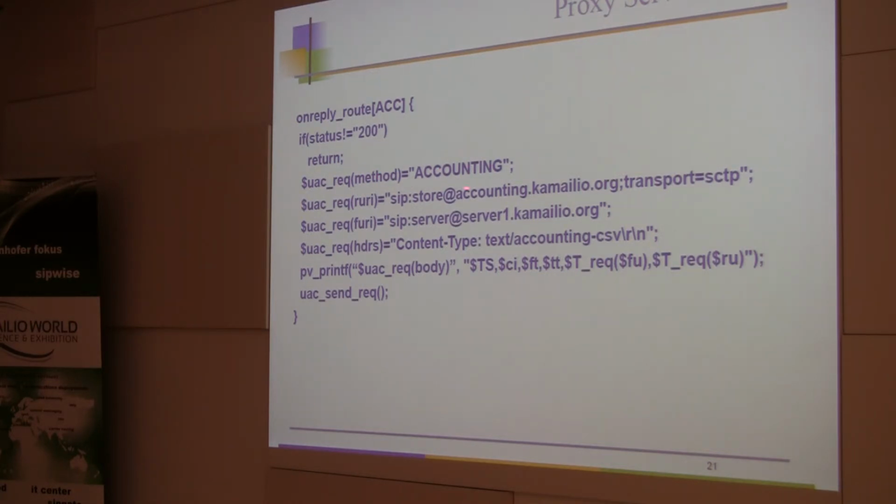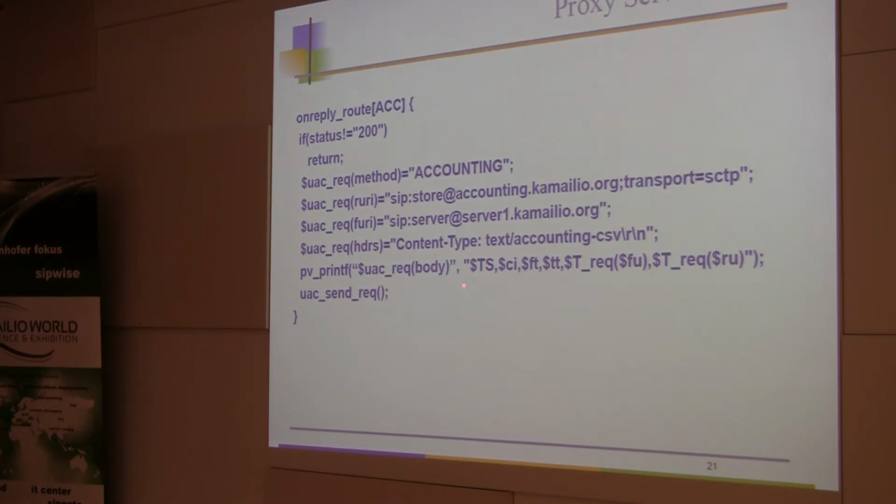We can even create our own method. It doesn't have to be invite, options or something standard. In Kamailio, you can have your own custom method. We will use here the UAC module. We say, okay, request accounting, some information that are mandatory in a SIP message like from, to, and other headers.